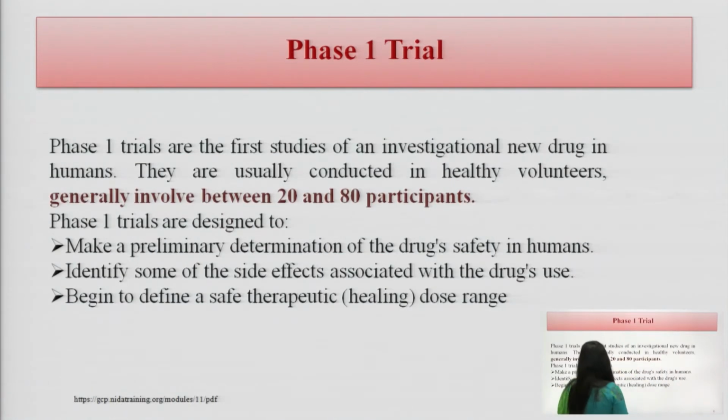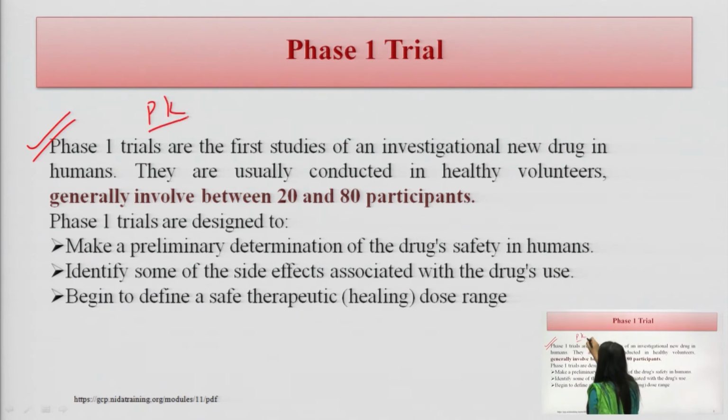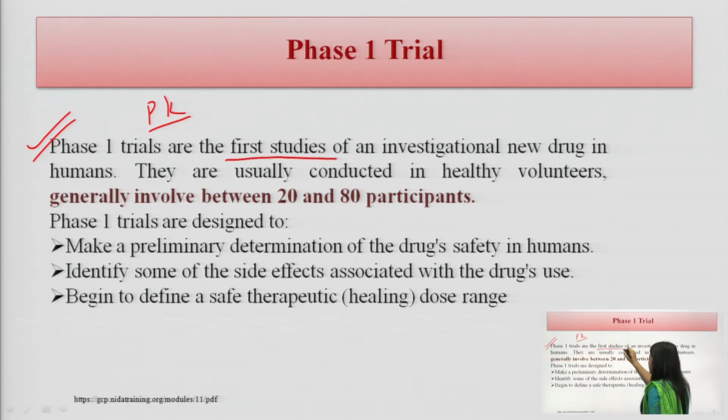Now, we will look in an elaborate manner at the phase 1 trial. In the phase 1 trial, as I told you, we are trying to know the pharmacokinetic profile, meaning the absorption, distribution, metabolism and excretion. These are the first studies. We are doing a clinical trial, and in phase number 1, we take any of the new drugs which we want to test.